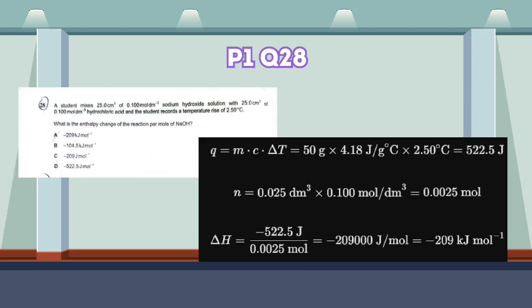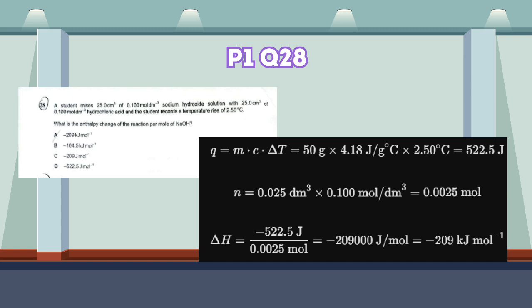And for the next question, from paper 1, question 28. We use the formula Q equals m times c times delta T, and we insert the numbers, and we got the value 522.5 joule.